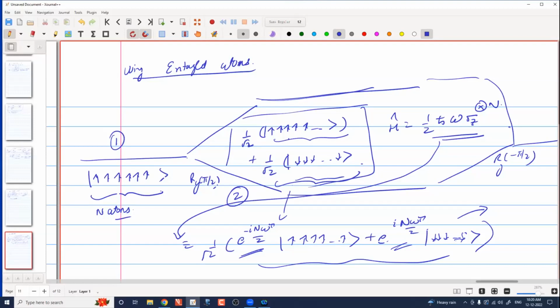I'll get again a term with sine and a term with cosine. But notice that now the term with sine and cosine has scaled by n. In some sense, what's happening is a collection of n atoms in a coherent superposition is rotating n times faster.